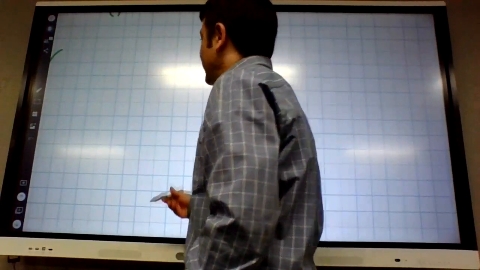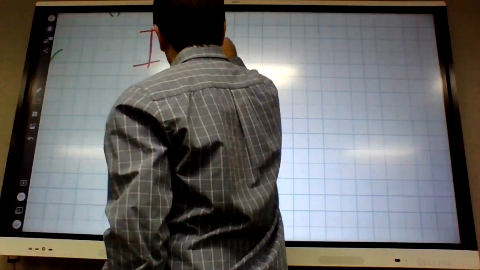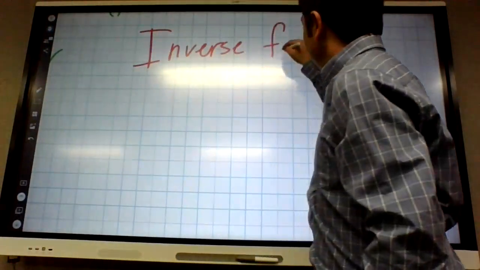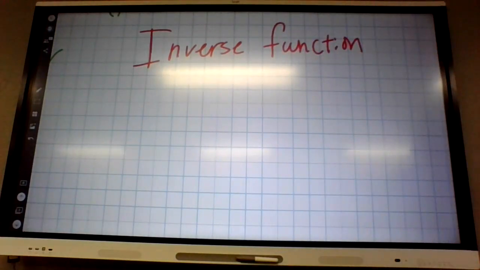Talking about inverse functions today. Basically an inverse function is a function where the x and the y values switch places.